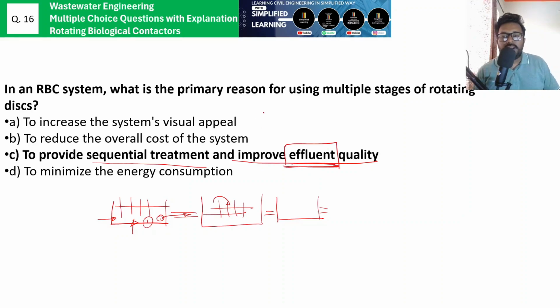All right, it doesn't increase the system appeal. It is not going to reduce the overall cost. Obviously, it is going to increase the cost. All right, to minimize the energy consumption, no, it is actually going to increase the energy consumption. Okay, overall cost is going to increase, energy consumption will be increasing, but we get the improved effluent quality for the wastewater which is being fed to the RBC system.